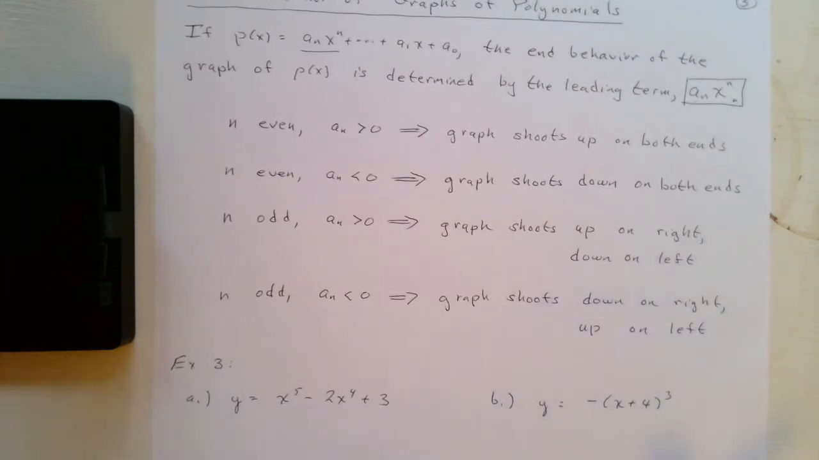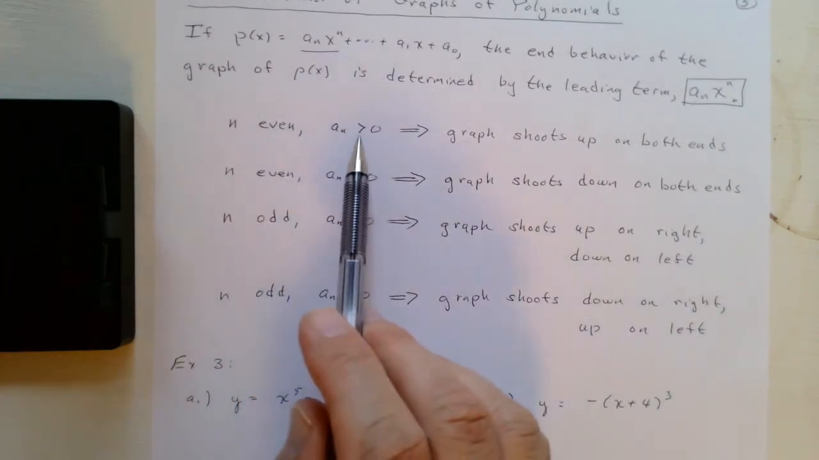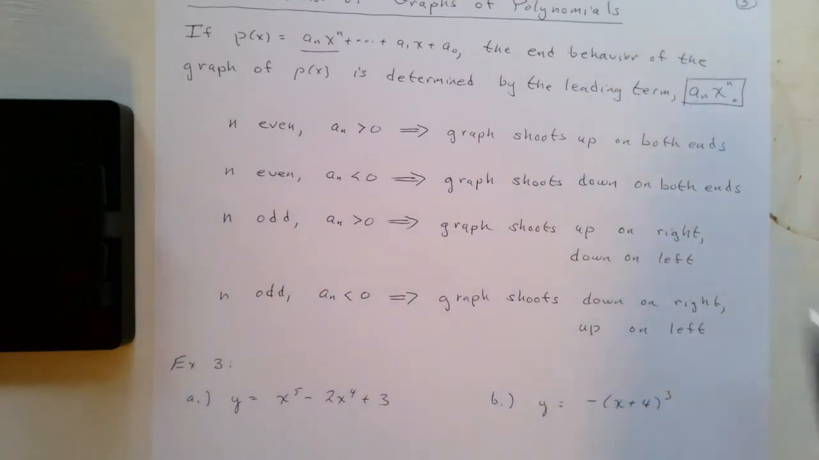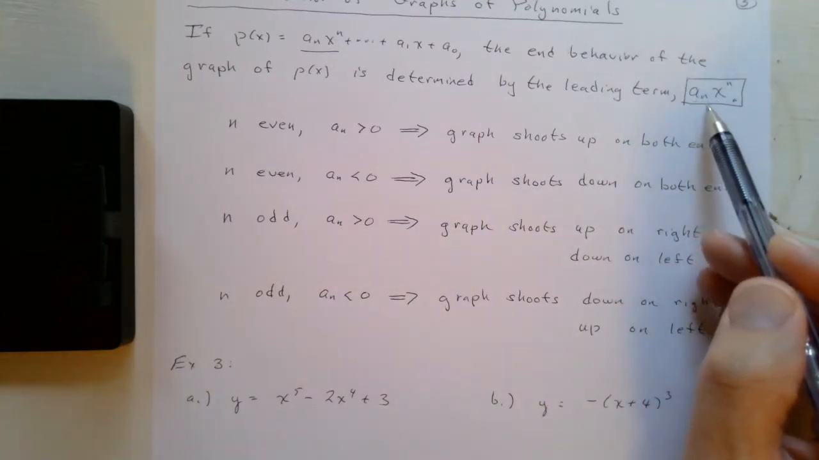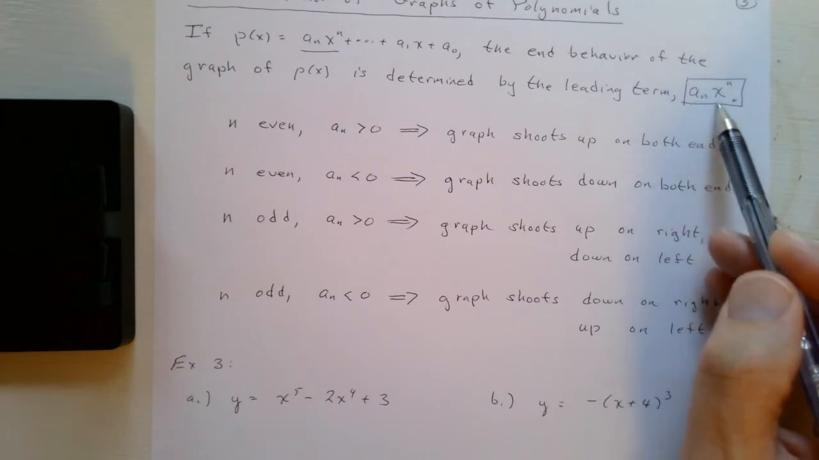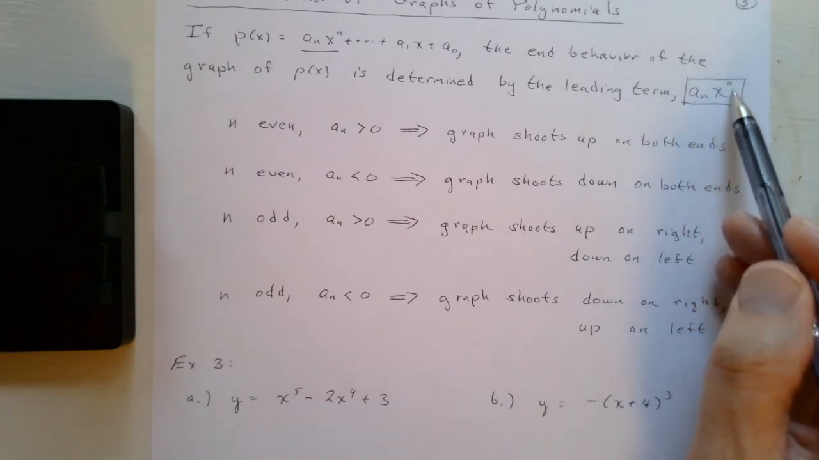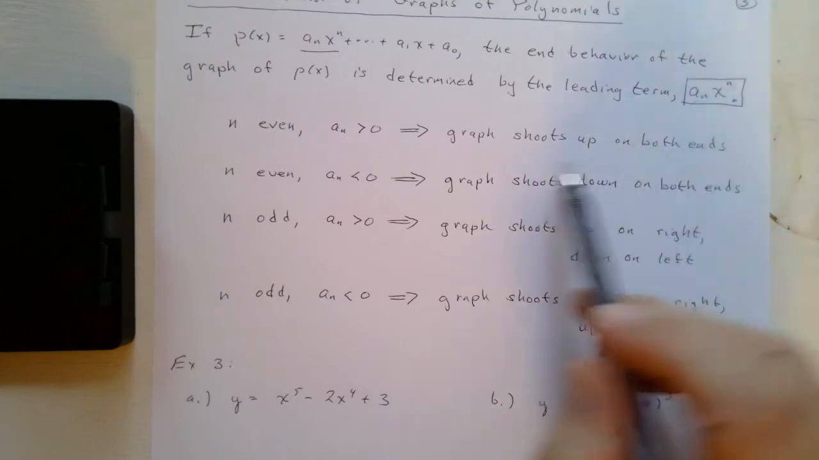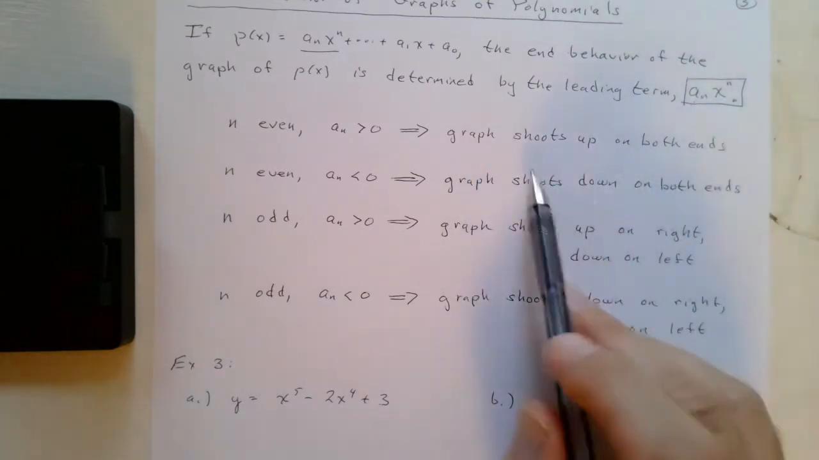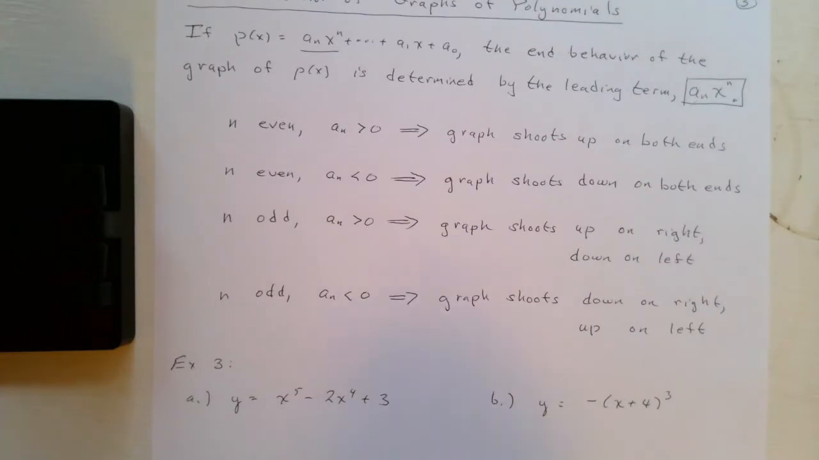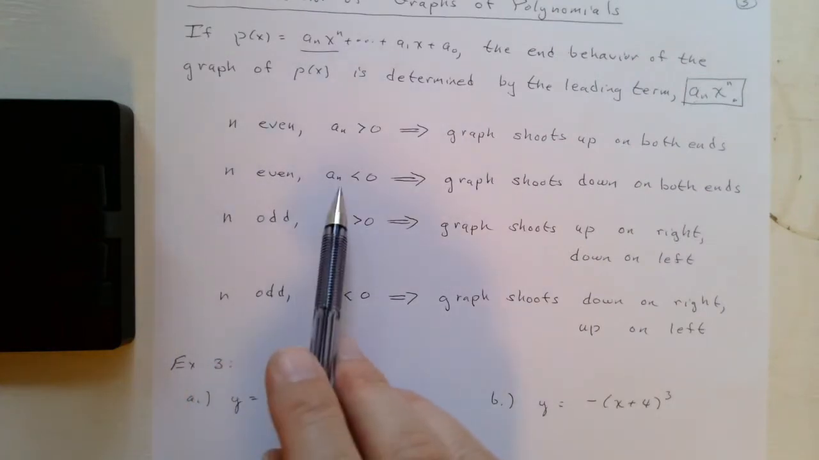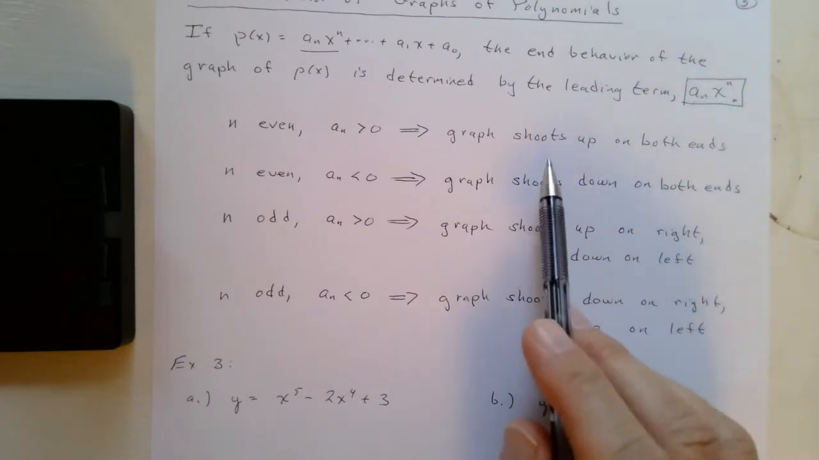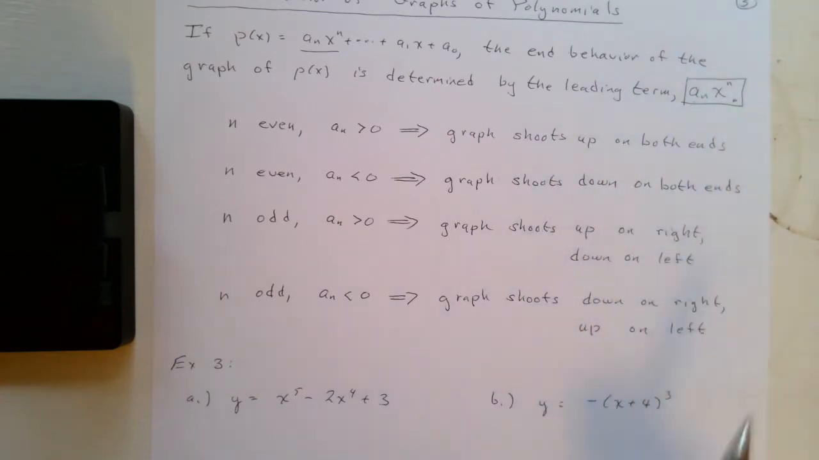Okay, if n is even and the leading coefficient is positive, the graph shoots up on both ends. That makes sense because in that case, this is positive and this is positive. X to the n, if n is even, is always positive. So we have a positive times a positive, so the function's positive, so it shoots up on both ends. If n is even and the leading coefficient is negative, then we have a negative times a positive, and the graph shoots down on both ends.